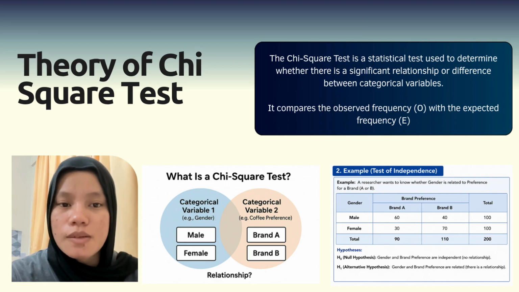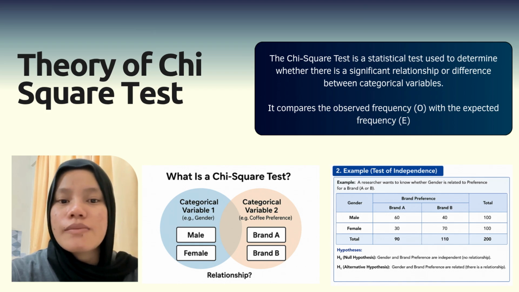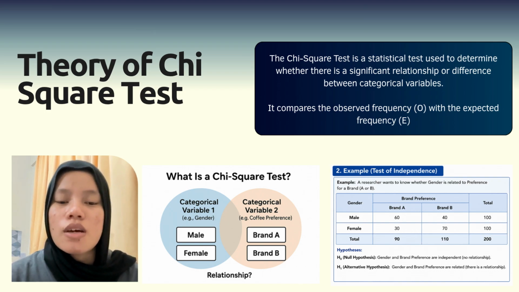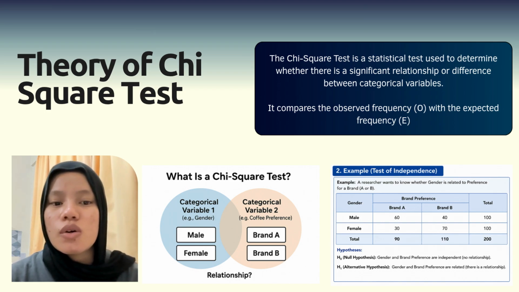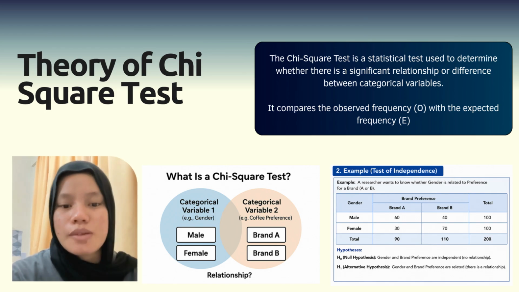So, for example, in this slide, we want to know whether gender influences brand preference. The chi-square test helps us determine whether the differences we observe are due to chance or if there is a real association between the variables.